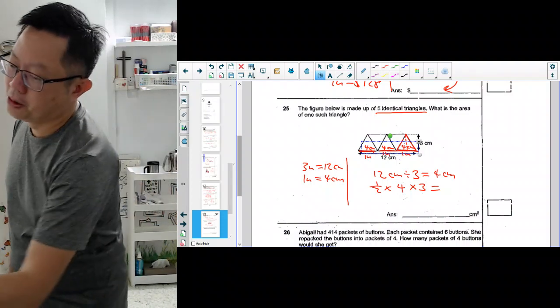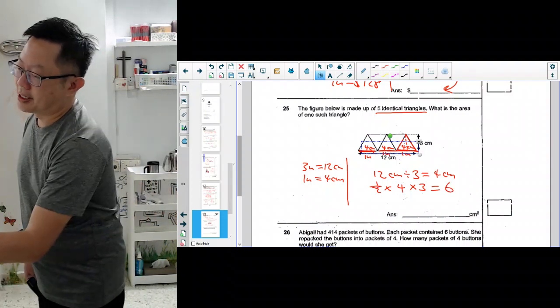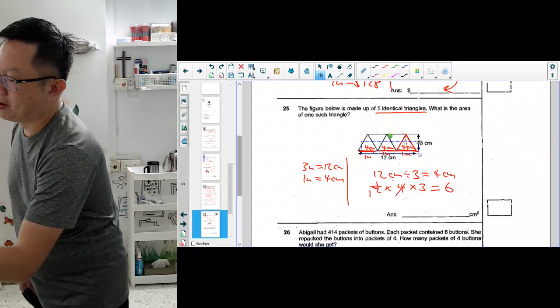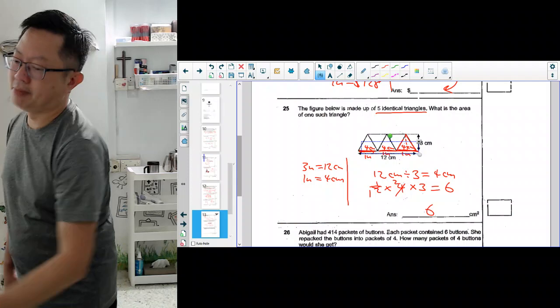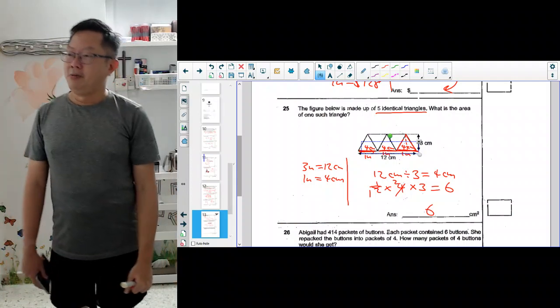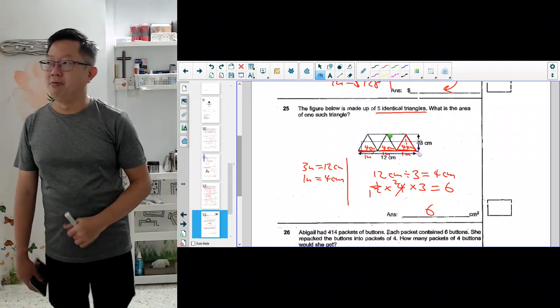Then 12 divided by 2, you get 6. Or you can just cancel, divide by 2, you get 1. And 4 divided by 2, you get 2. So the area of one triangle is 6 centimeters square. Alright, so that's how you get the area of a triangle.